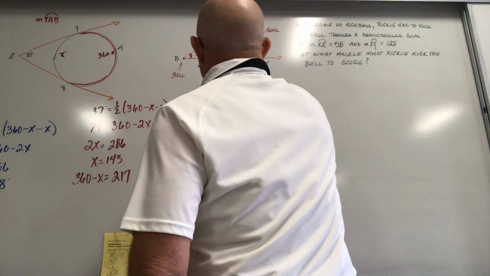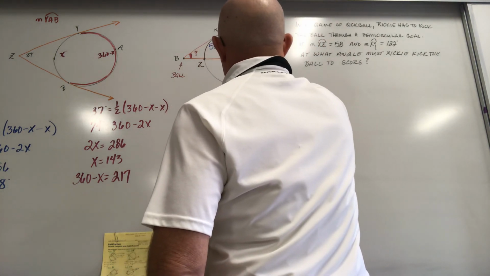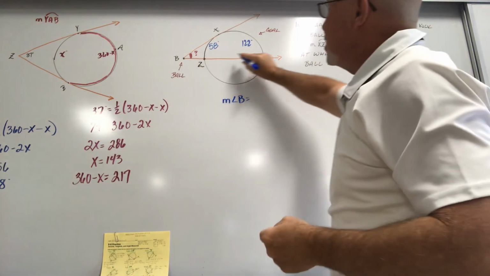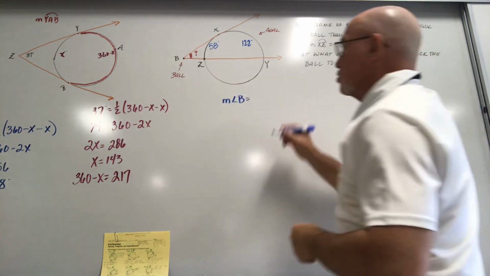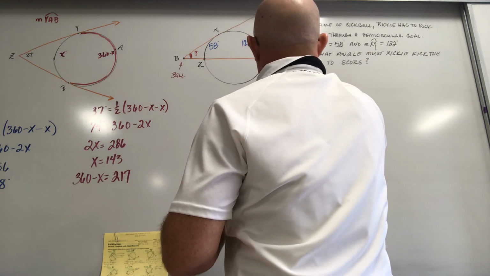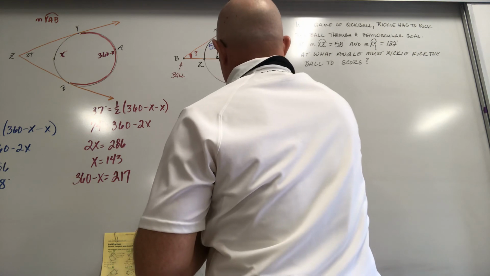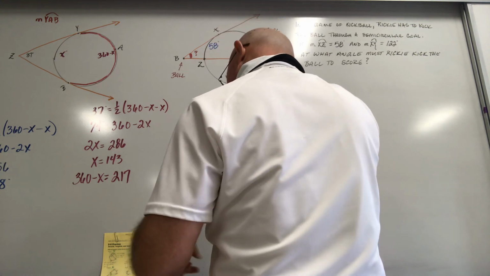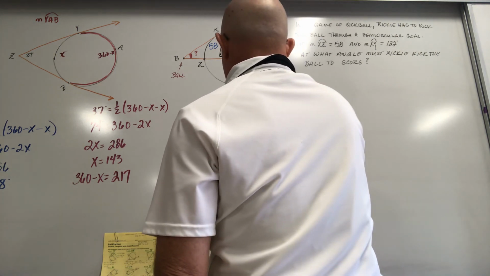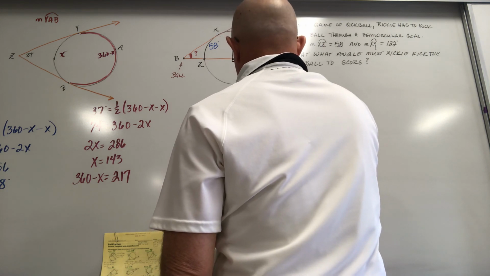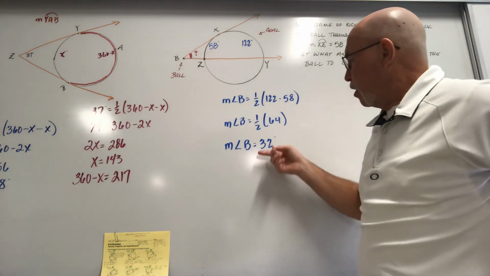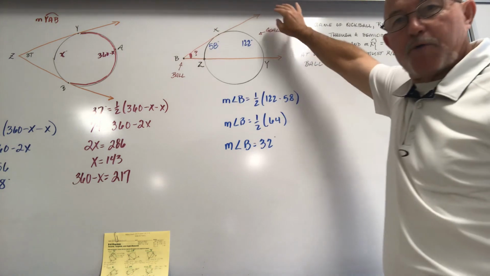So that's all we're going to do. Large arc, small arc. Remember, it said semicircular, so that means that's a diameter. We don't have to worry about the rest of the circle. So Ricky has to deal with a 32-degree range to kick the ball.